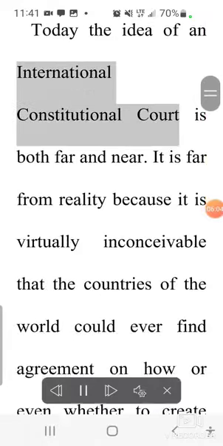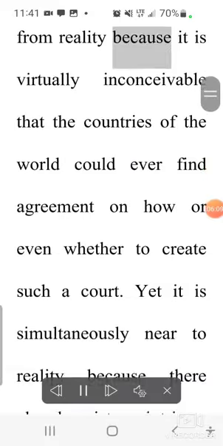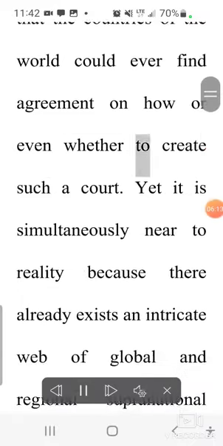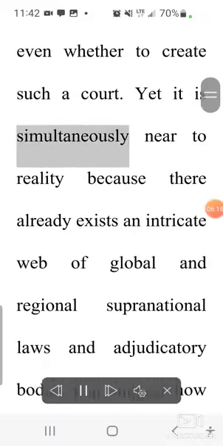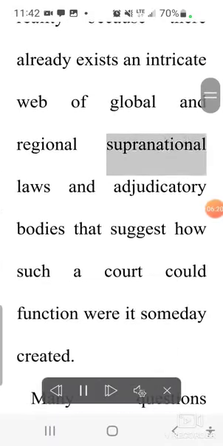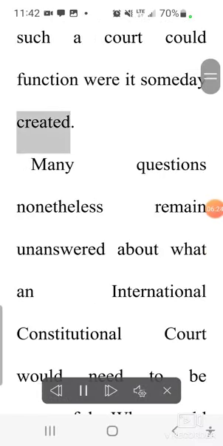Today the idea of an international constitutional court is both far and near. It is far from reality because it is virtually inconceivable that the countries of the world could ever find agreement on how or even whether to create such a court. Yet it is simultaneously near to reality because there already exists an intricate web of global and regional supranational laws and adjudicatory bodies that suggest how such a court could function were it someday created.